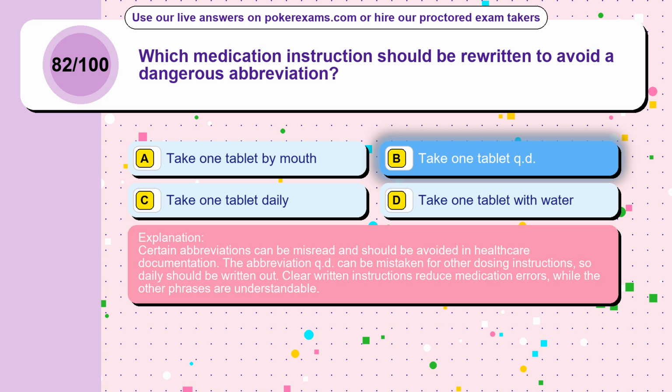Certain abbreviations can be misread and should be avoided in healthcare documentation. The abbreviation QD can be mistaken for other dosing instructions, so daily should be written out. Clear written instructions reduce medication errors, while the other phrases are understandable.